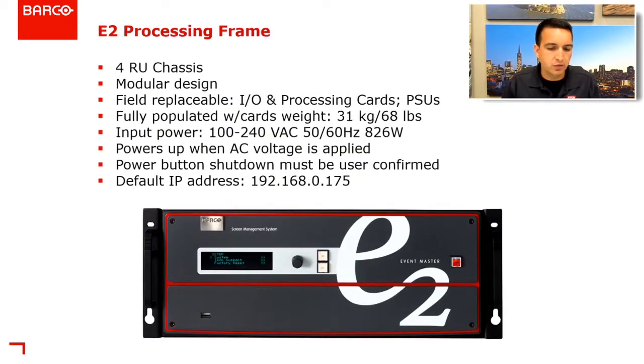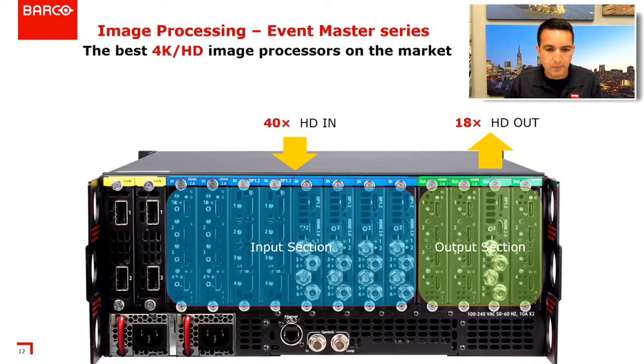So the E2, we're not going to beat you up with the specifics on it. Here's a little data sheet that you can refer to in this video later if you need to. The E2 can essentially take in 40 HD signals and output 40 HD signals, or take in 40 HD and output 18 HD. It can also do 4K, right?